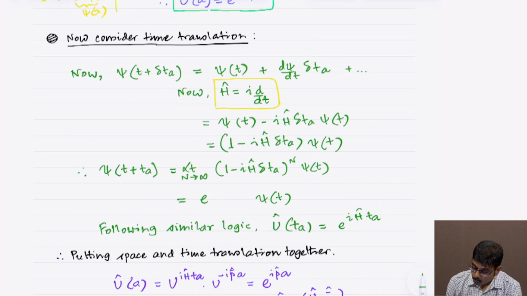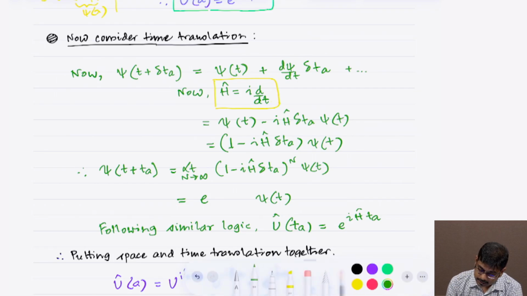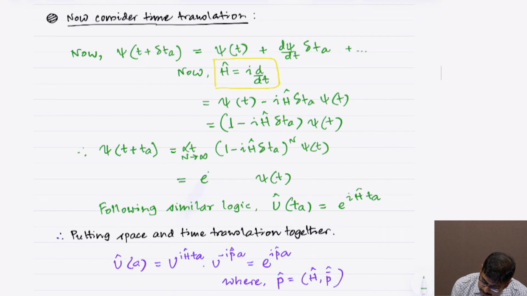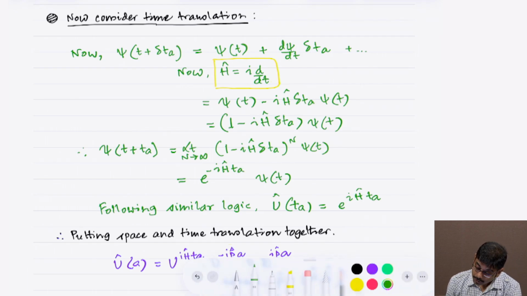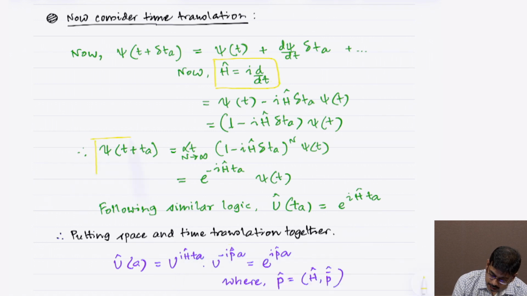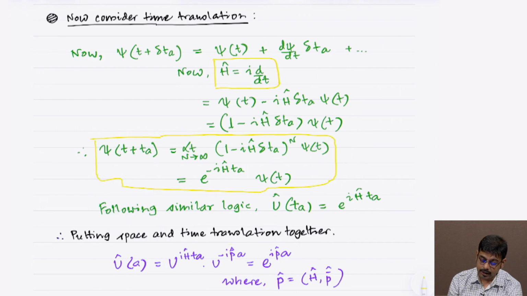Now, once again, what exactly is this quantity? This is nothing but exponential of minus i H t a acting on psi t. So, therefore, now we first have the relation of how psi t plus t a is related to psi t, and you basically say that this is the transformation via this e to the power minus i H t a.